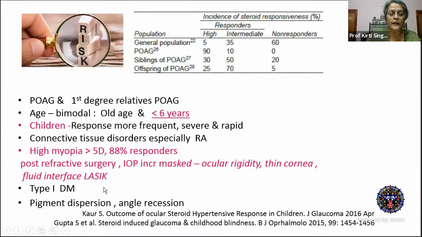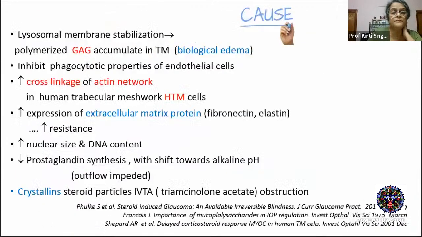The other risk factors are connective tissue disorders, especially rheumatoid arthritis, and patients with high myopia. Now here, this is very important because most of these patients nowadays undergo refractive surgery. And post-refractive surgery, the IOP increase is masked because of changed ocular rigidity, thinner corneas, and the fluid interface in LASIK. So in these patients, who are very often high responders and who also are on steroids for a long time, one must keep a high index of suspicion and keep monitoring these refractive surgery patients for any steroid response. Type 1 diabetics, pigment dispersion, angle recession are some other risk factors.